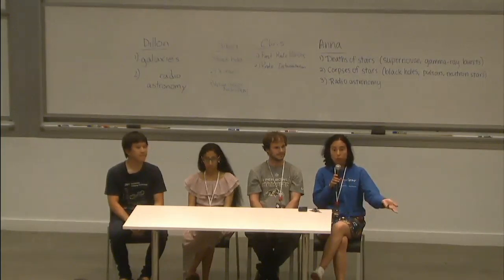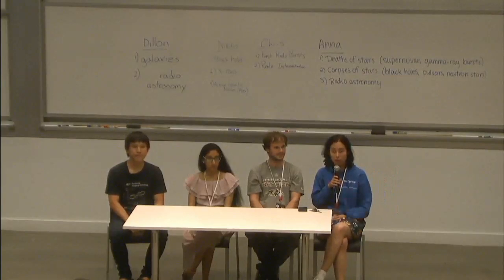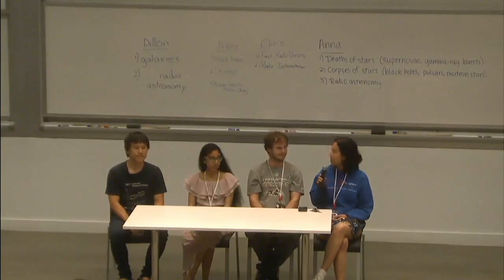So for example, supernovae produce shock waves, and we think that particles can be accelerated at those shock fronts, and that those could be the origin of some of the high energy cosmic rays that we see. But I think that problem is not solved. Maybe other people have anything to add?